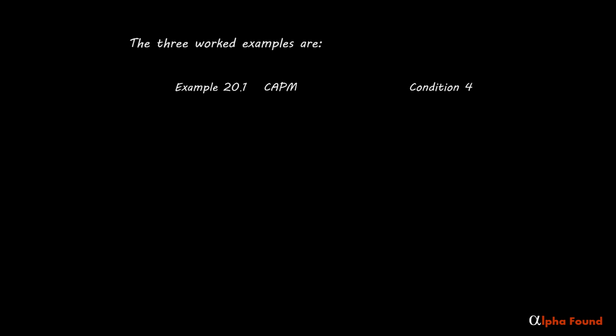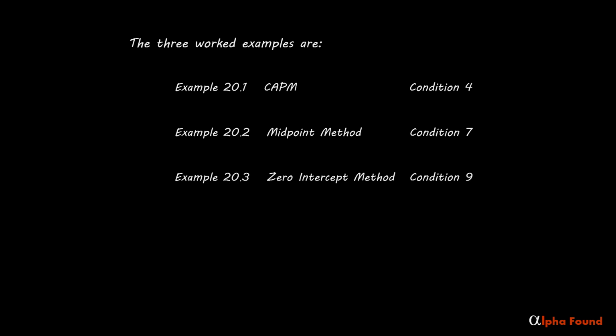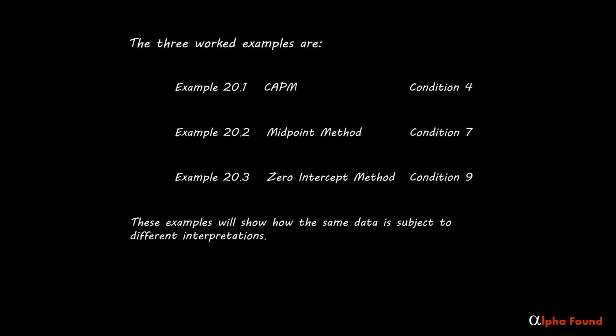The examples are CAPM with alpha, which is condition 4, the midpoint method, which happens to be condition 7, and the zero-intercept method, which happens to be condition 9. These examples will show how the same data is subject to different interpretations. With different data, the midpoint and zero-intercept methods might correspond to different conditions.